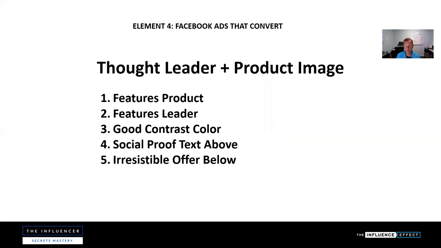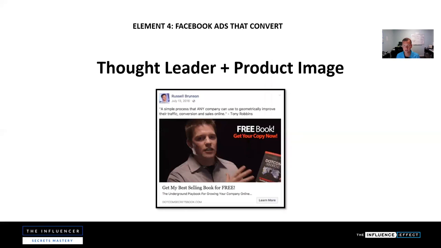You can also have a thought leader plus product image. So it'll feature the product, the leader. You can have good contrast color, the social proof text, the irresistible offer. So all those things. And so an example of that, obviously Russell again. And so it has the leader. He's the leader of a movement. And so what he does is free people from the 9-to-5, allows you to become an entrepreneur and change the world through his book, right?